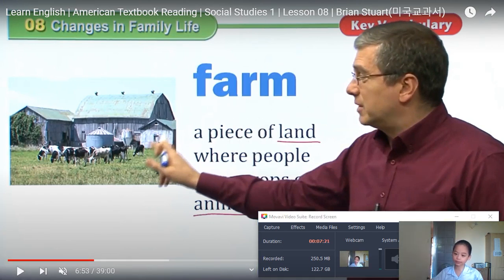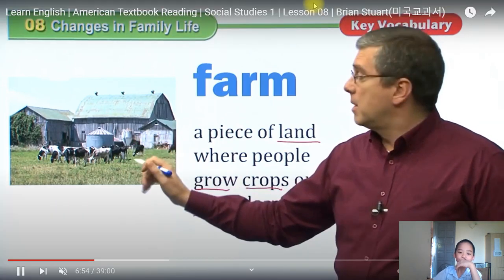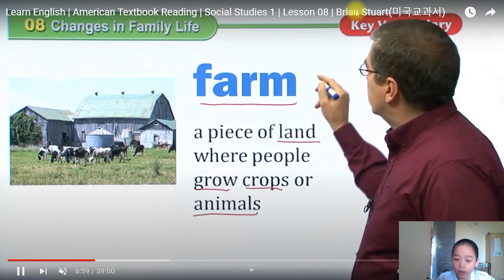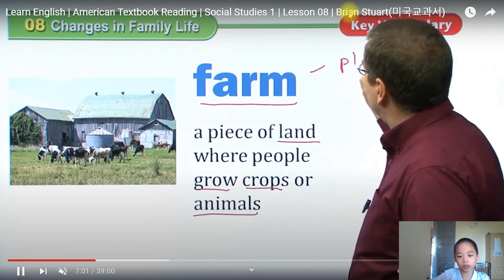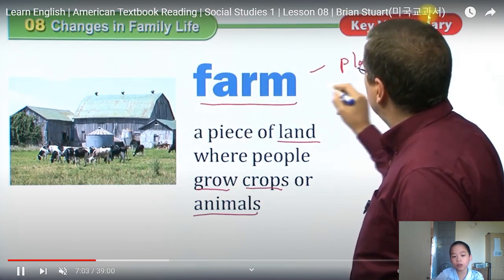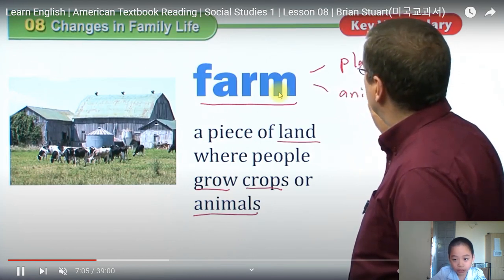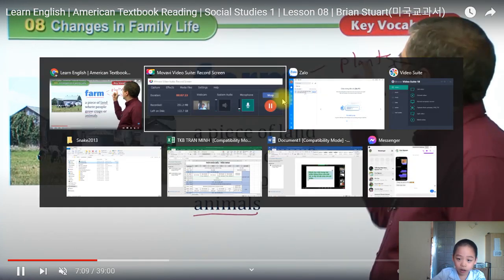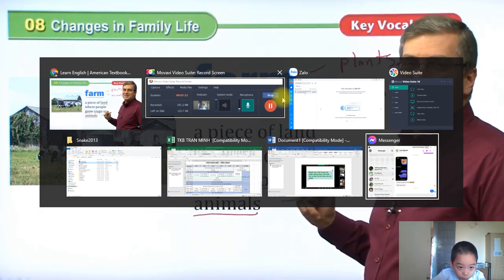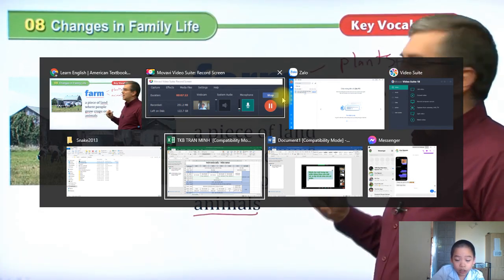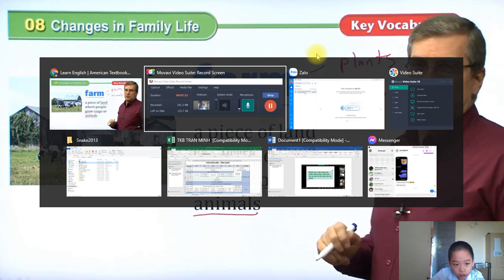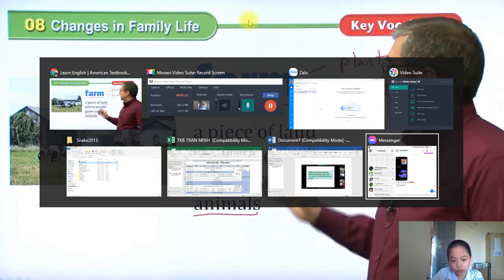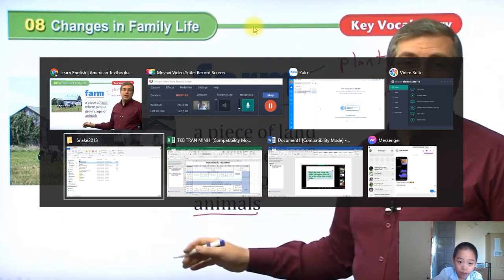So the next one we have there is farm. Farm is a piece of land where people grow crops or animals. So there are two types of things that a farm grows: animals and plants. Those are the two types of things in the farm.